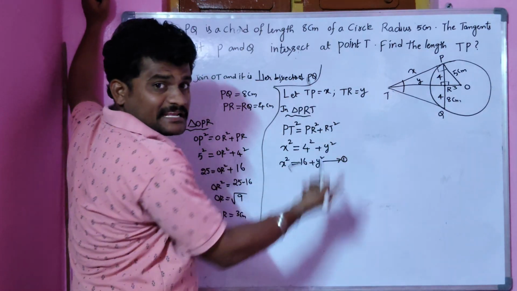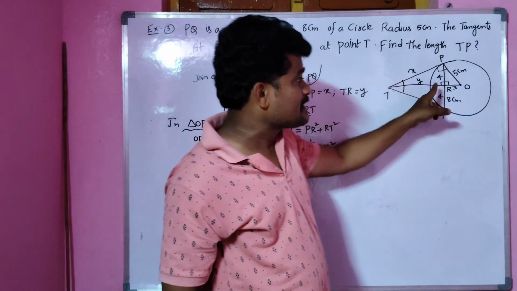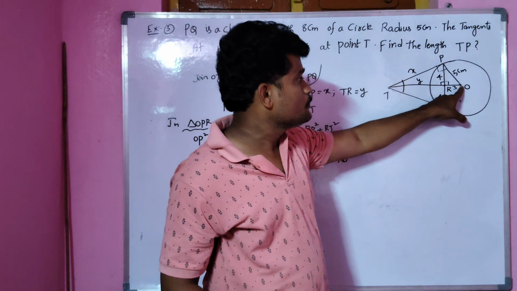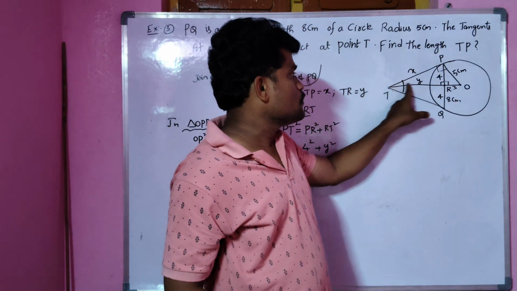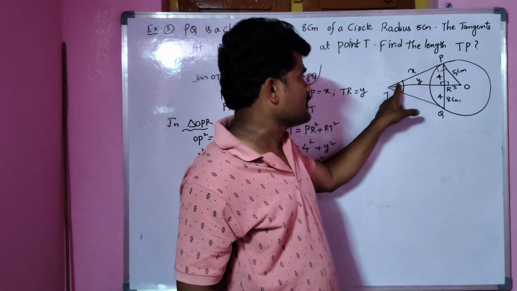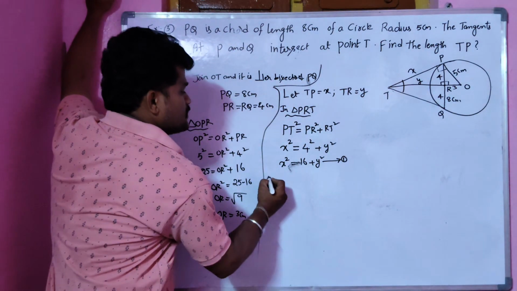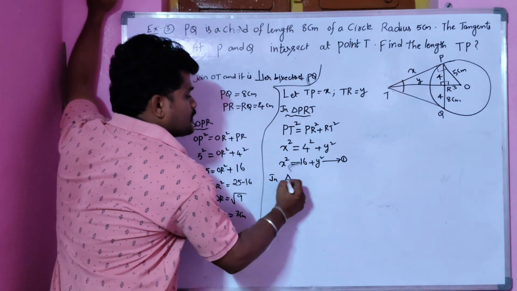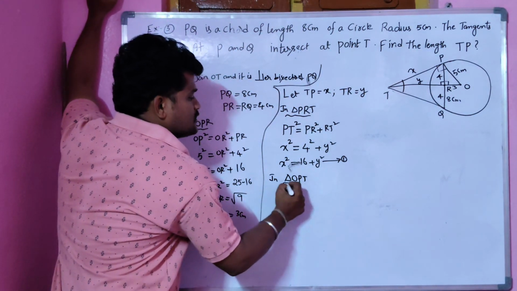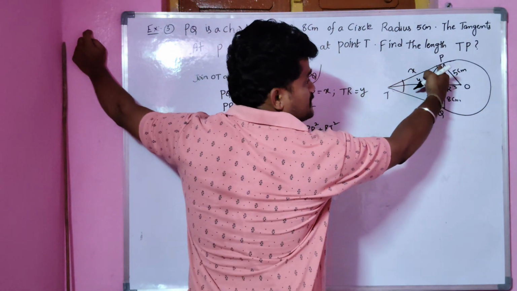Then I'll just go for the next right angle triangle. Then we have a big right angle triangle. You can see OPT is a big right angle triangle. Here we have 90 degrees. So I'll go for the third right angle triangle, in triangle OPT. Then here we have 90 degrees.